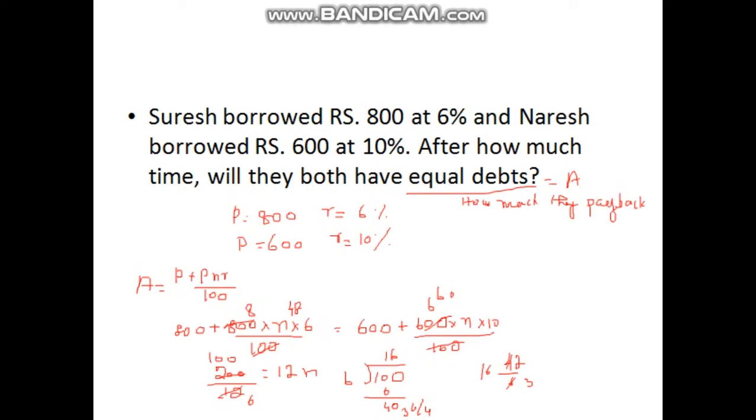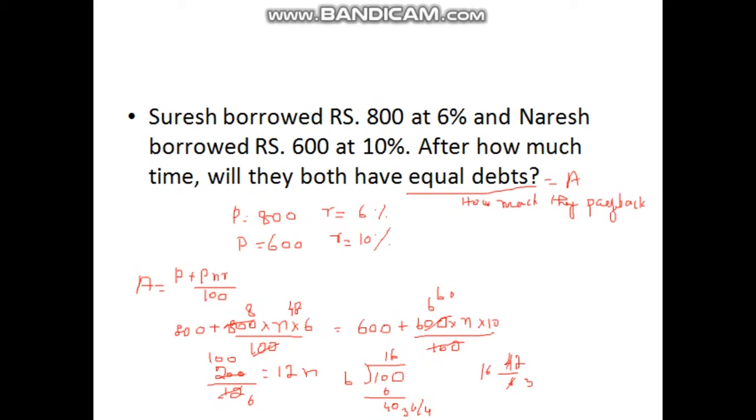So the opposite way, if it is there, then they will have equal debts. That is, more principal amount and less percentage, less principal amount and more percentage. If you have that only, you will have equal debts at a certain point of time. I hope you understood. So see, principal 800 and rate of interest is equal to 6%, principal 600 and rate of interest is equal to 10%.